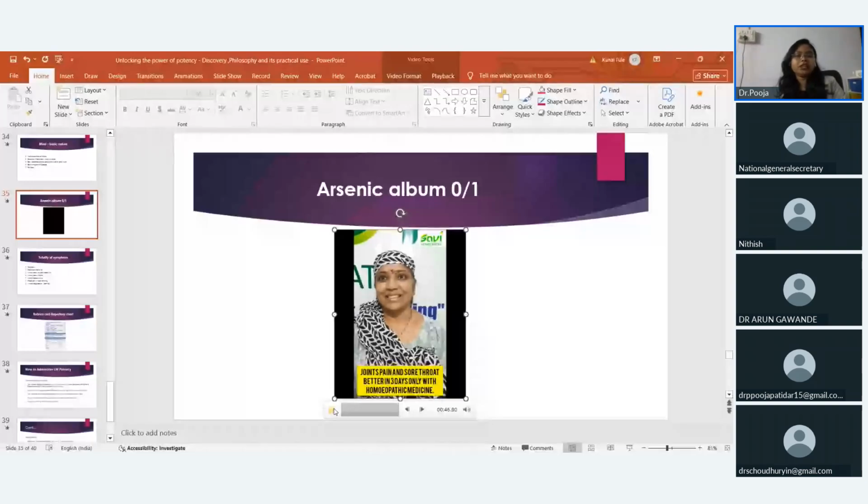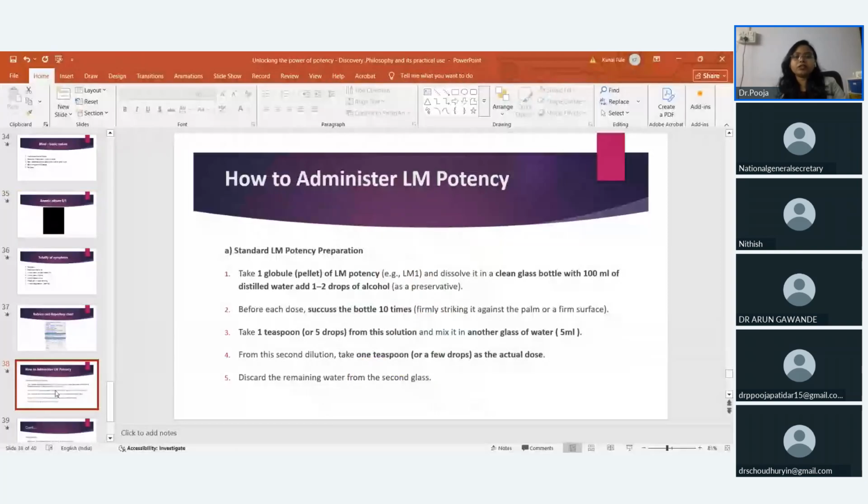So in this patient, I have given Arsenicum album 0/1. What was my administration in this patient? I took one number 10 globule of Arsenicum album LM 0/1 potency and dissolved it in 100 ml of distilled water and added 1 to 2 drops of alcohol as a preservative. I asked the patient, before taking each dose, to give 10 succussions and take 1 tablespoon from that medicine bottle, mix it in another glass of 5 ml of water, take 1 tablespoon from that solution, and discard the rest of the medicine. This was my administration to this patient.